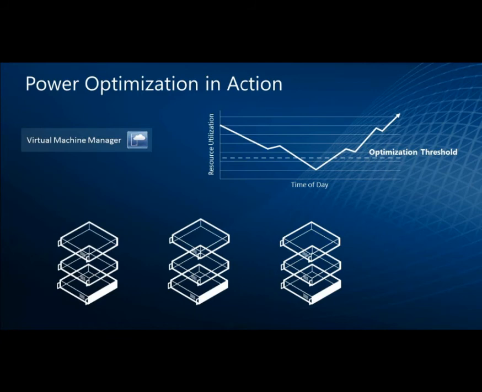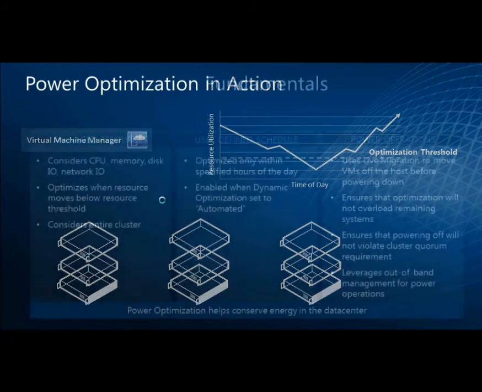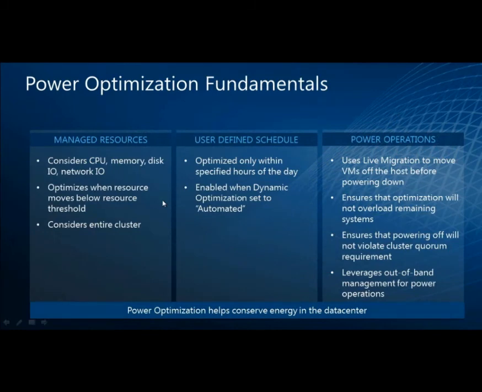And this uses the out-of-band management to do that, so I need to be able to connect to that HP ILO, Dell DRAC, whatever that system is for that out-of-band management capabilities. So a couple things here. Again, we consider the same resources that we consider with dynamic optimization, but now we're basically going to do this event when we move below threshold.